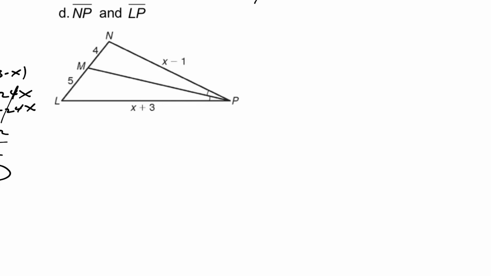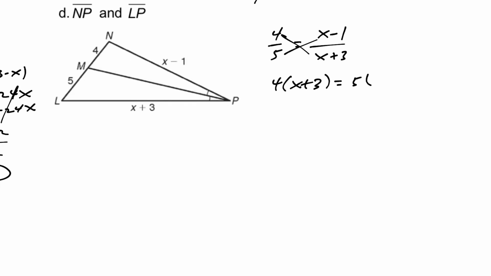Let's set up our proportion for part D. So we have 4 over 5. That's going to have to equal x minus 1 over the quantity x plus 3. Now let's set up our cross products. So we have 4 times the quantity x plus 3. That has to equal 5 times the quantity x minus 1. Then distributing on the left-hand side, we have 4x plus 12. Then we'll distribute on the right-hand side, and we'll get 5x minus 5.